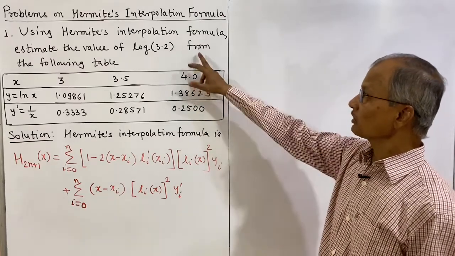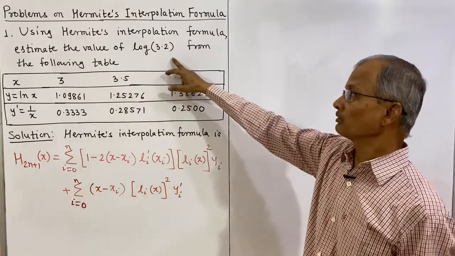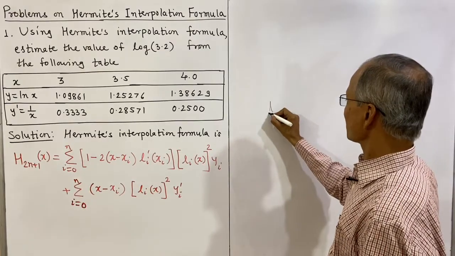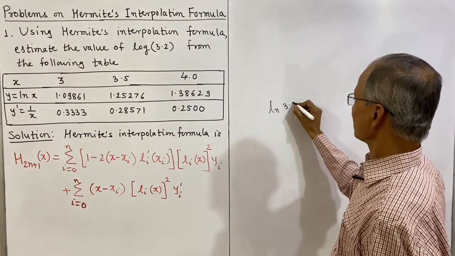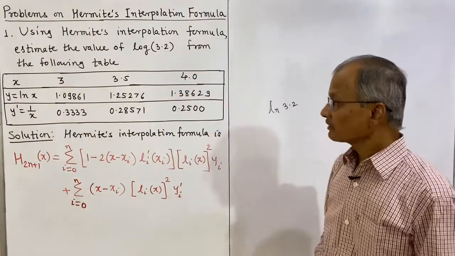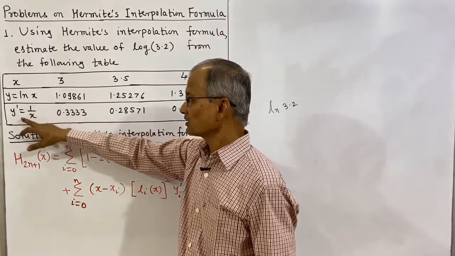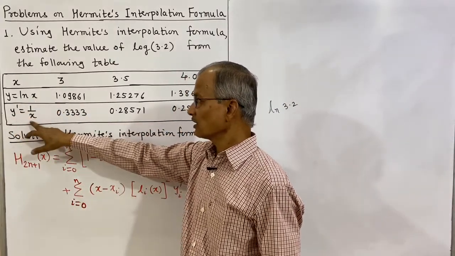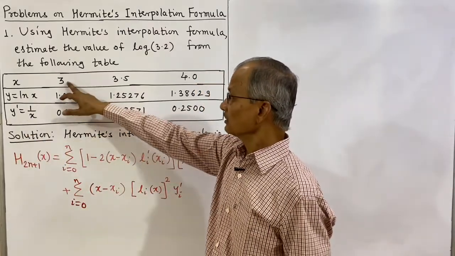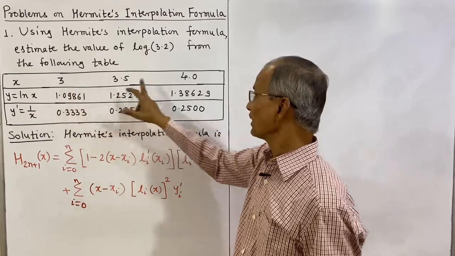Using Hermite's interpolation formula, estimate the value of log of 3.2. This is natural log, or that can also be written as ln 3.2, from the following table. In the table the values of x, y which is log of x, and y dash which is the derivative of log x, that is 1 by x, are given. The values of x are 3, 3.5 and 4.